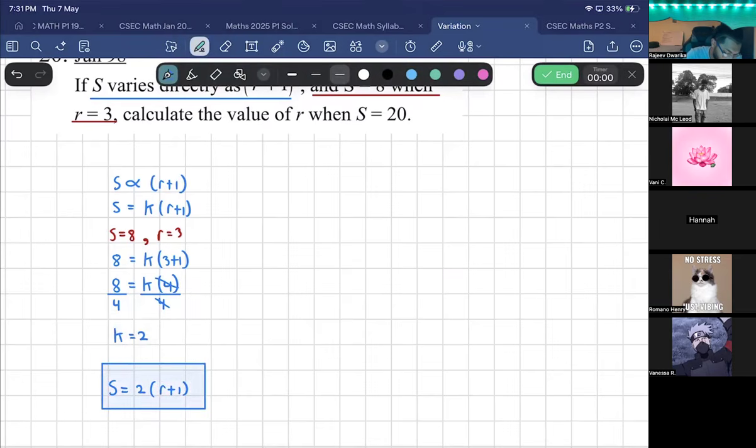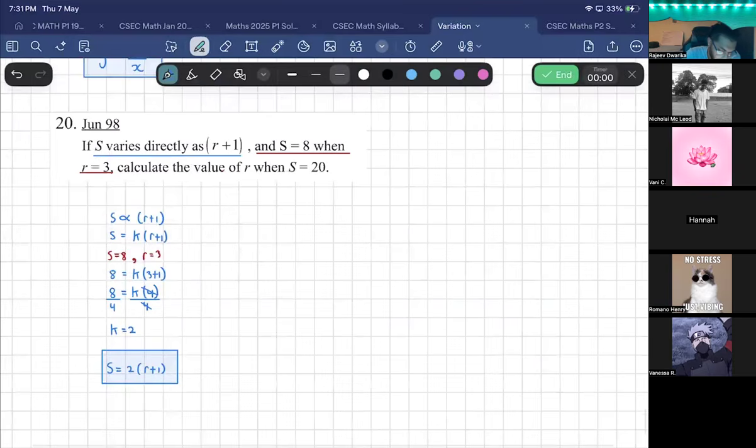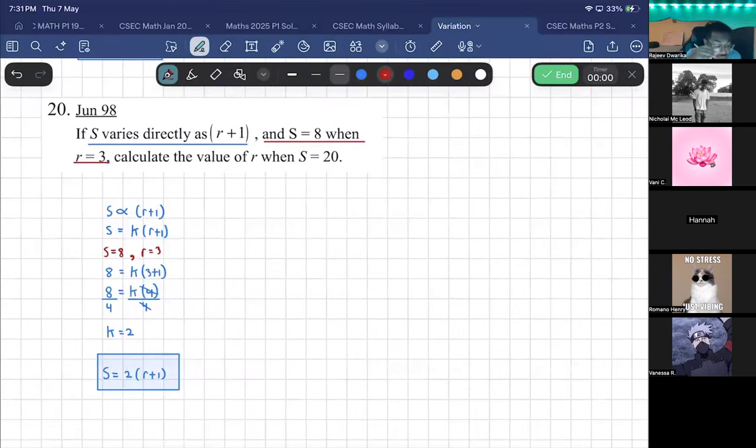All right, so this is the master equation we came up with. Now they want us to do what? What do we need to figure out, Hannah? Find R when S is equal to 20. All right, so I'm gonna put a question mark by R. We don't know what R is. Well, we know that S is 20, so I'll say S is 20. So what equation am I gonna use here? S is equal to 2 brackets R plus 1. S is 20. I don't know what R is.